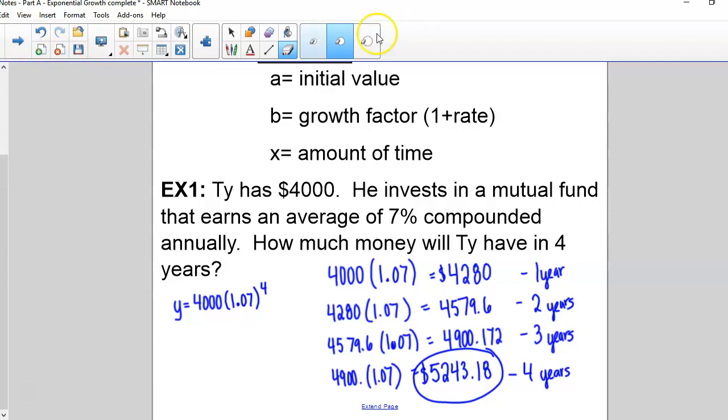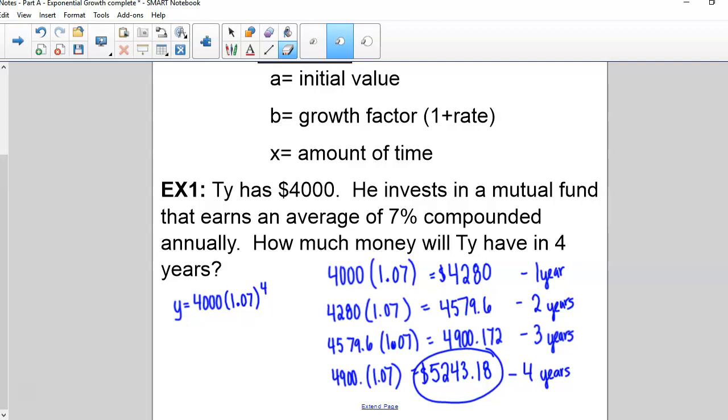All right. Example 1 was on the very first slide, so you may have written stuff down on example 2 that you weren't supposed to write down on example 2 yet. I'm going to put an arrow. Okay. And I want you to compare example 1 and example 2, because one of the best things that you can do when you're investing money is, the longer you leave your money in the account, the more money you will make. So here, Ty is the one who invested the $4,000. We want to know how much money he'll have in 4 years. So in 4 years, he had $5,243.18.